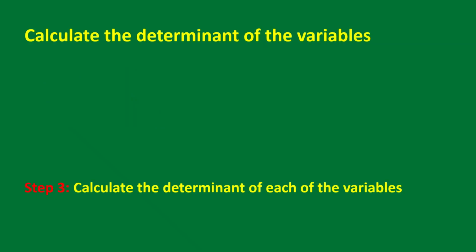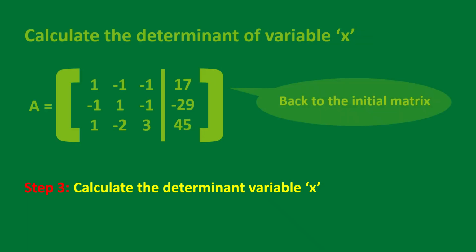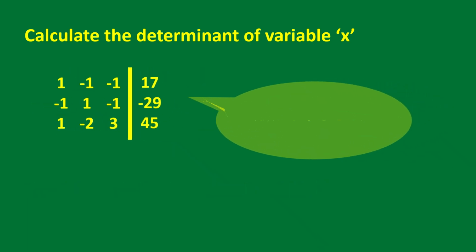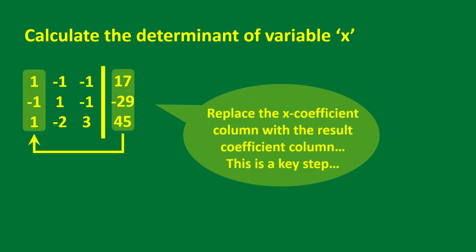Now we're moving on to the calculation of the determinant of each of the variables. We can start with variable x first, although we can actually start with any other variable as well. So let's choose to calculate the determinant of variable x first. So we're back to the initial matrix A. First we have to replace the x coefficient column with the result coefficient column.